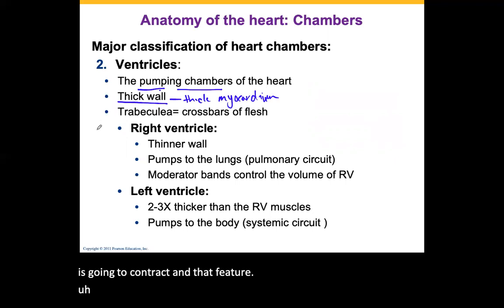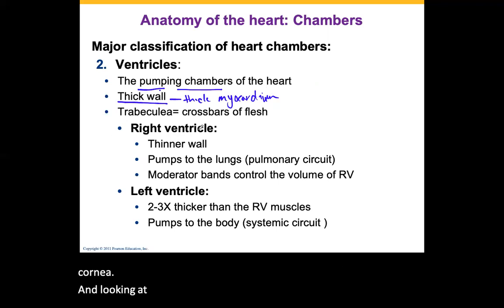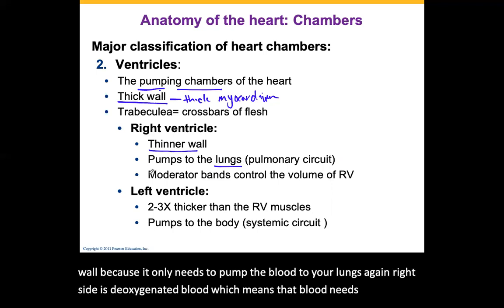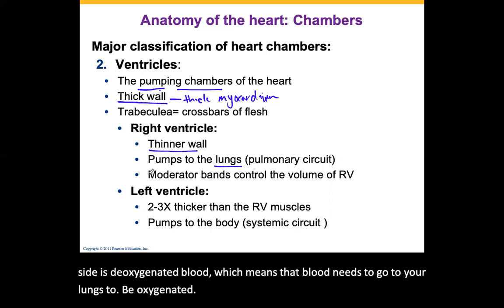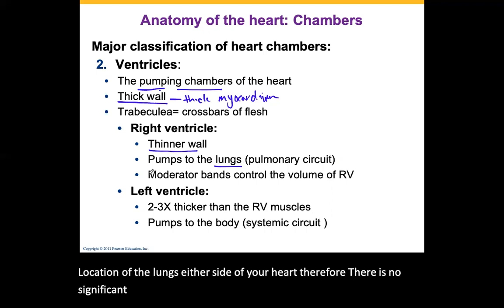You have patterns of the muscles inside called trabeculae carneae. And looking at the right and left ventricle, the right ventricle has a thinner wall because it only needs to pump the blood to your lungs. Again, the right side is deoxygenated blood, which means that blood needs to go to your lungs to be oxygenated. The lungs are located on either side of your heart, therefore there is no significant pressure requirement to pump the blood the short distance.